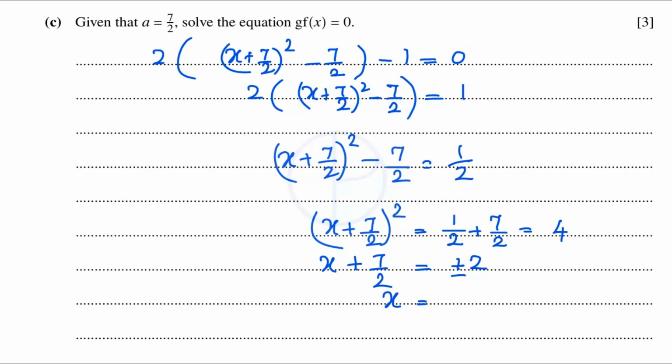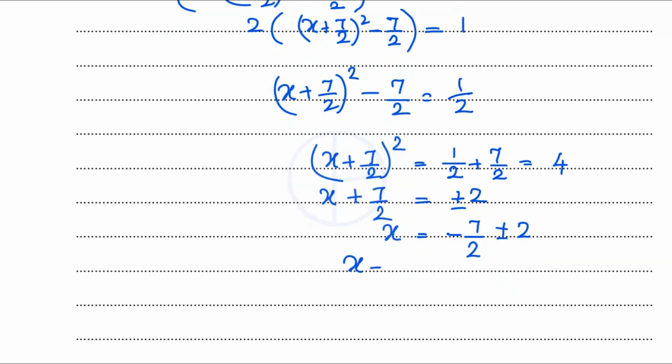Okay, so what is x? Subtract 7 over 2 on both the sides, we get x equal to negative 7 over 2 plus or minus 2. So x equal to minus 7 over 2 minus 2, which will be minus 7 minus 4 divided by 2, which is minus 11 over 2, comma, negative 7 over 2 plus 2, which will be negative 7 plus 4, which is negative 3 over 2. So we get two values of x.